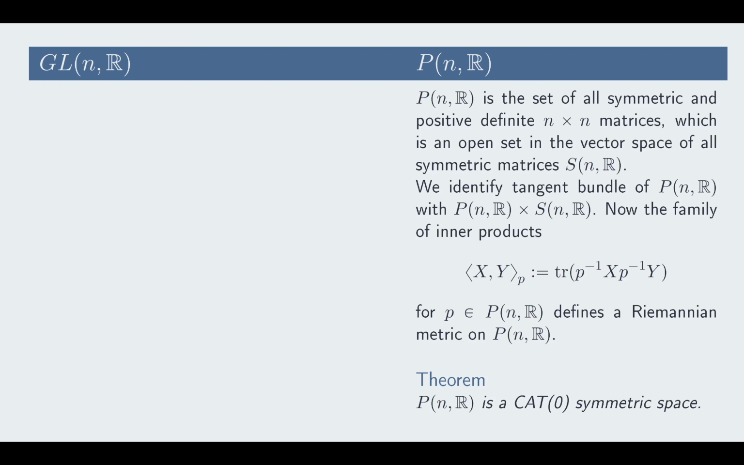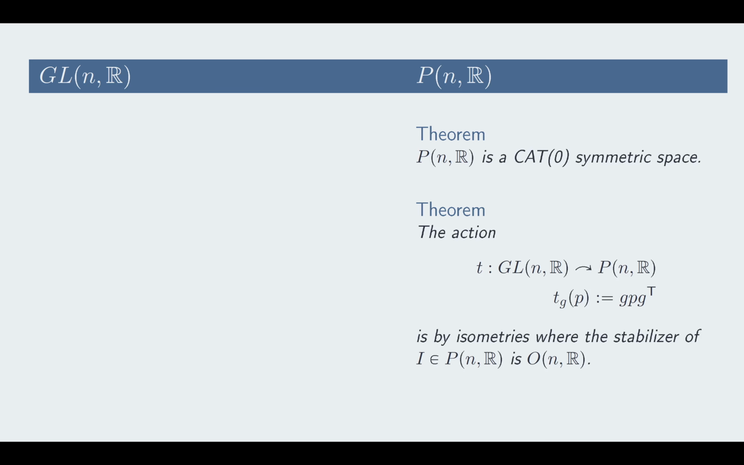So I can identify tangent spaces with the vector space itself, and using that identification, I will give it an inner product which looks like this for each P in the open set. This defines a Riemann metric, and with this Riemann metric we can show it's a CAT(0) symmetric space. So it's a complete Riemann metric, and we can show its curvature is less than or equal to 0, and it is also simply connected. Equivalently, it's CAT(0), and it's also a symmetric space.